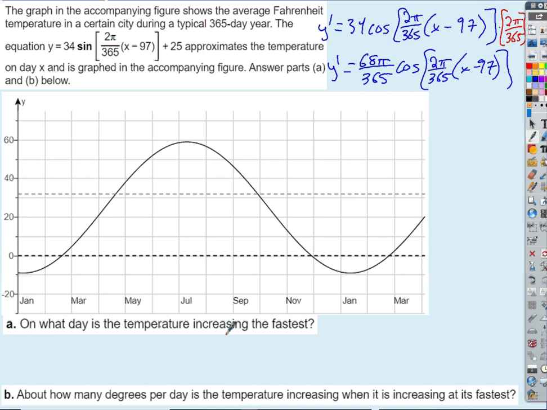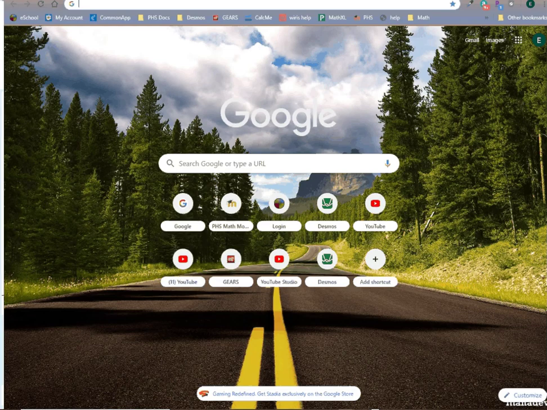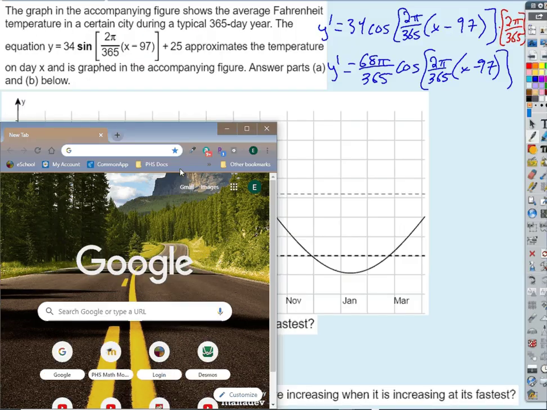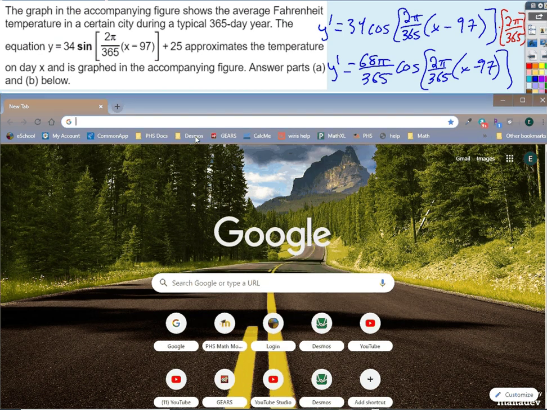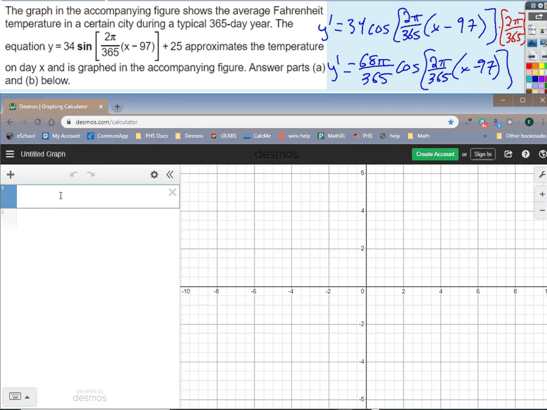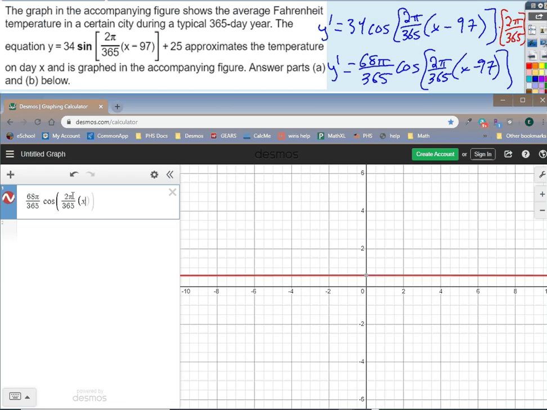If we look at a graph, and then we'll come back and do the algebra afterwards, if I graph this on Desmos, okay, so what do we get? 68 pi divided by 365, cosine, 2 pi. Okay, yeah, there it is.